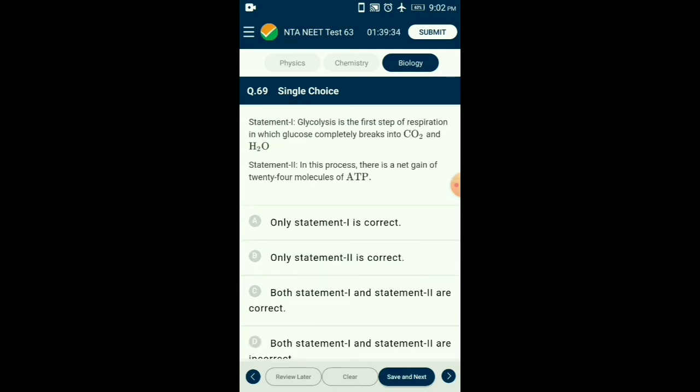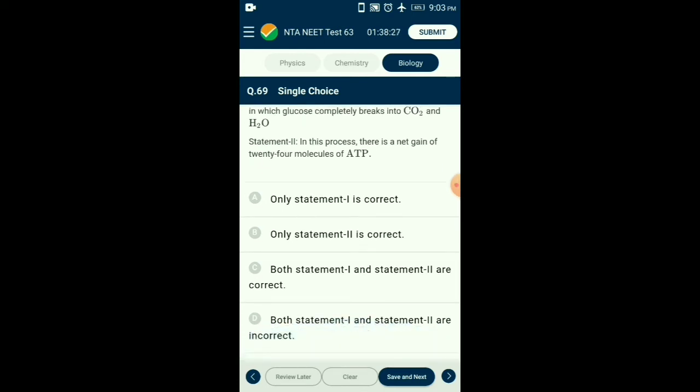Question number 69. Two statements are given. Statement 1: Glycolysis is the first step of respiration in which glucose completely breaks down into carbon dioxide and H2O. Statement 2: In this process there is a net gain of 24 molecules of ATP. From the given 2 statements, both statement 1 and statement 2 are incorrect. So the correct option for this question is option D.